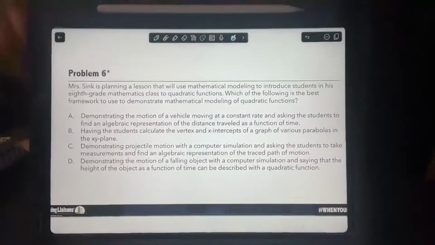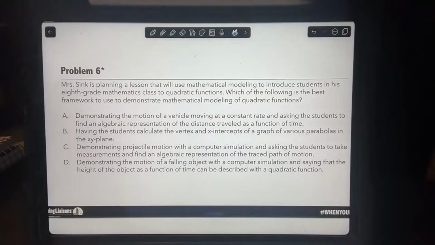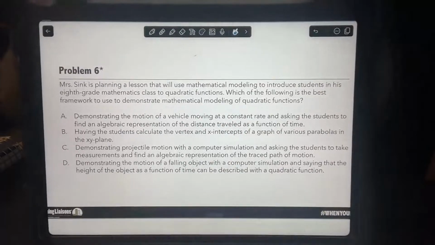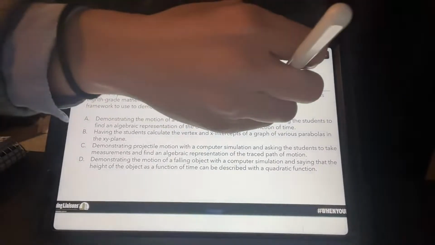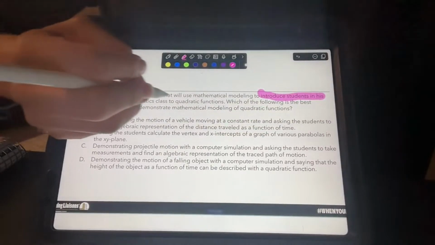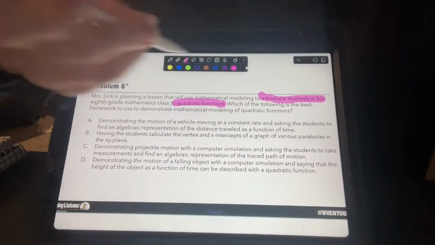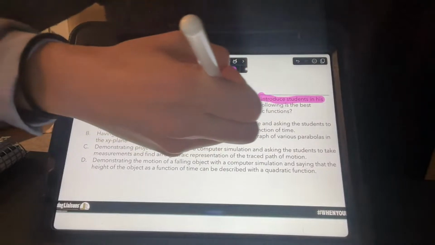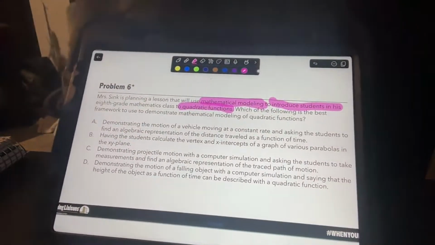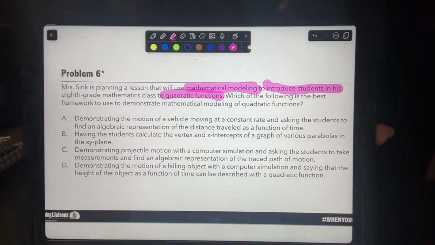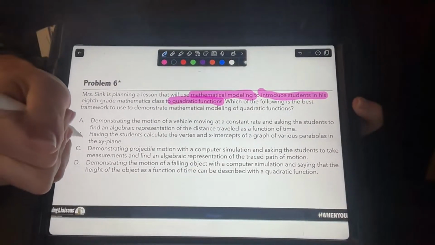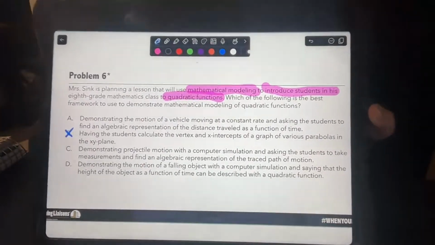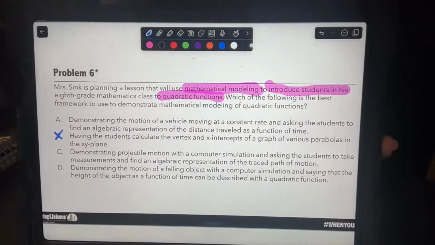All right, so we've got a lesson that's using modeling to introduce students to quadratic functions. That is the key word: modeling. We are using modeling to demonstrate quadratic functions. So already B is not going to be the right answer, because having them calculate the vertex and x-intercepts is not a model of a quadratic function.